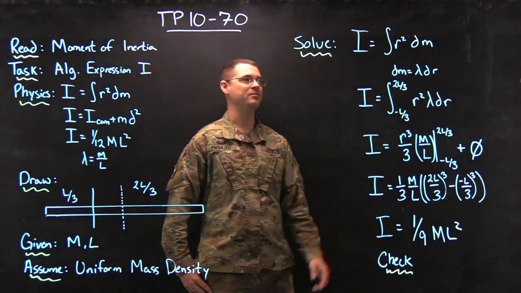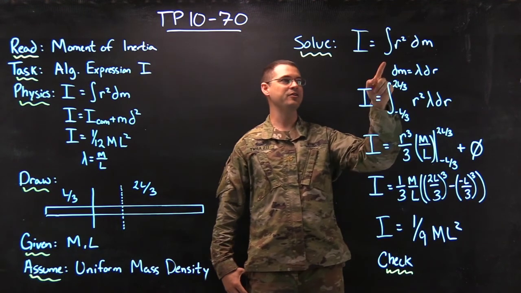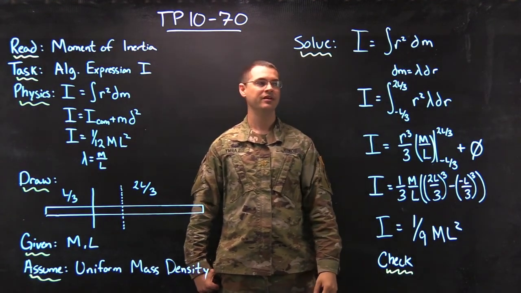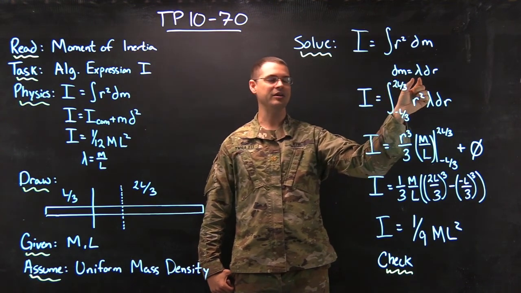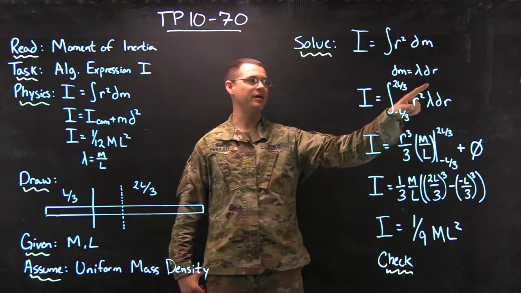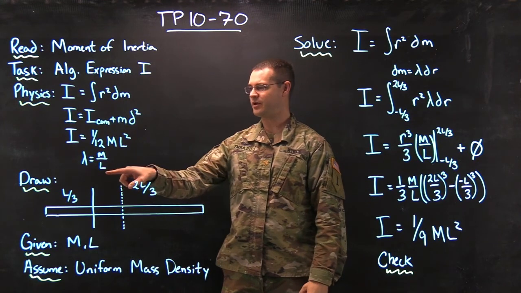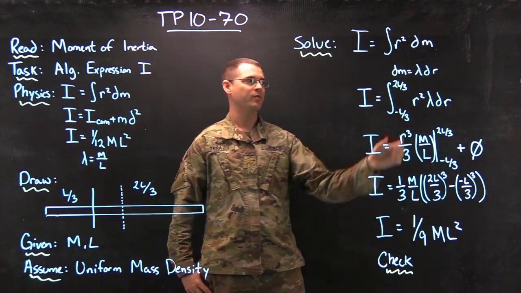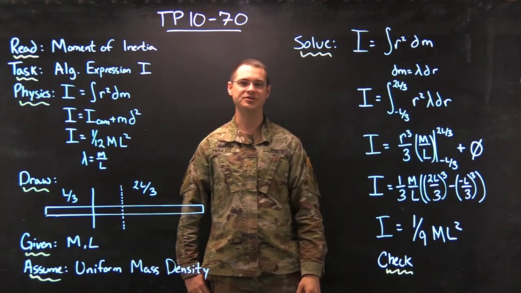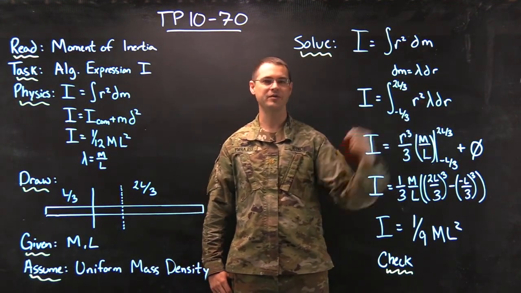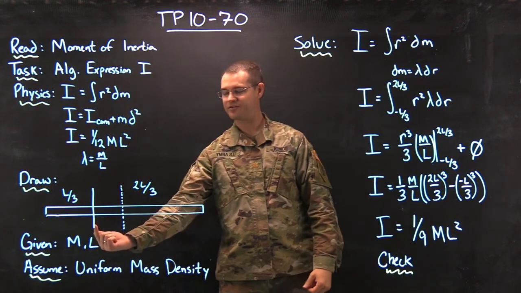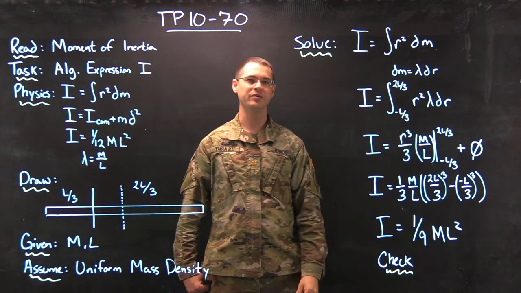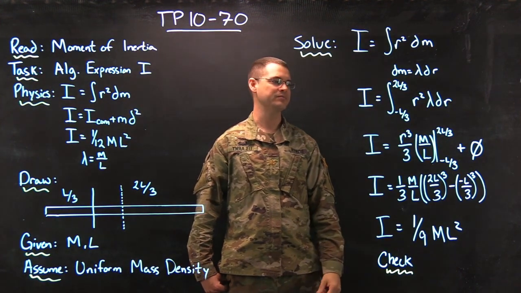In our solve step, the moment of inertia is the integral of our position vector squared times some mass element. Now, that mass element is equal to the linear mass density times some position element as given by the relationship in our linear mass density. Once we substitute that relationship into our integral, we can set the limits of integration starting at our axis of rotation, going from negative L over 3 to twice the length over 3.